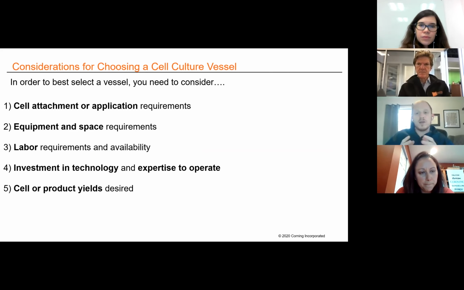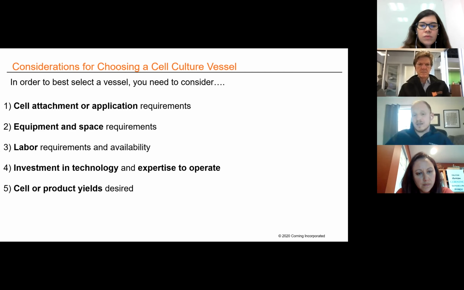So when you're working with, for example, T flasks, as you scale up and need more and more cells, you may be limited on the amount of equipment and space that you have. And so there are some vessels that, for example, have multiple layers that allow you to consolidate many of those T flasks into a single vessel. This can also save on labor. So, working with 10 T flasks versus a single vessel can decrease the amount of handling steps and labor that is associated with your cell culture workflow.